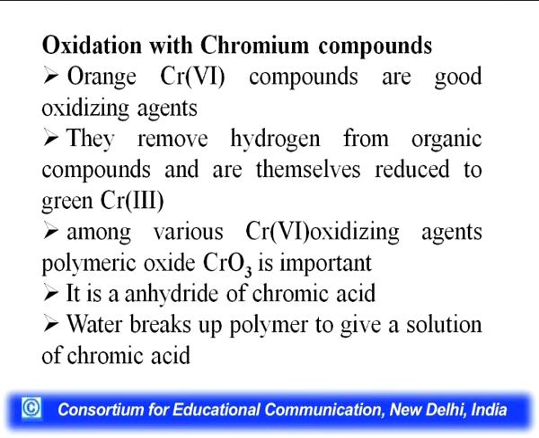Next, oxidation with chromium compounds. Orange chromium 6 compounds are good oxidizing agents. They remove hydrogen from organic compounds and are themselves reduced to green chromium, that is chromium 3.